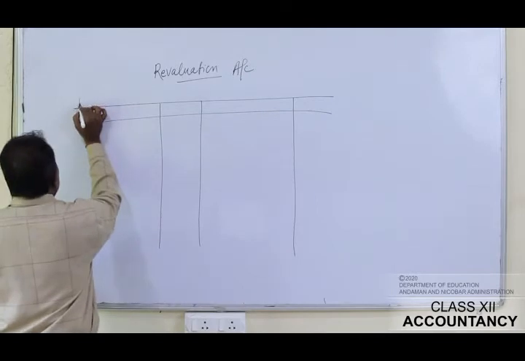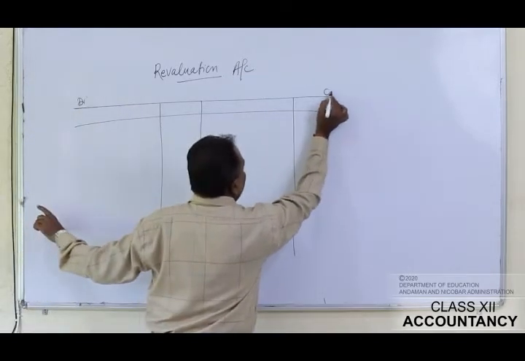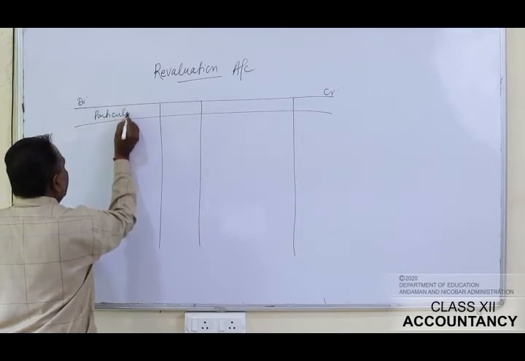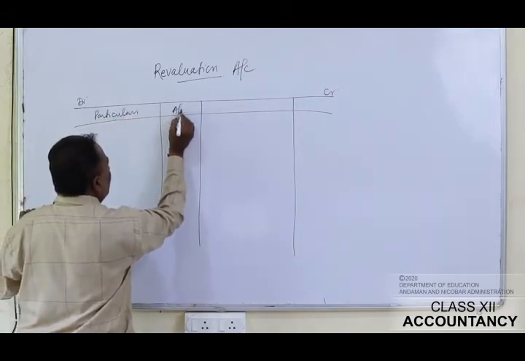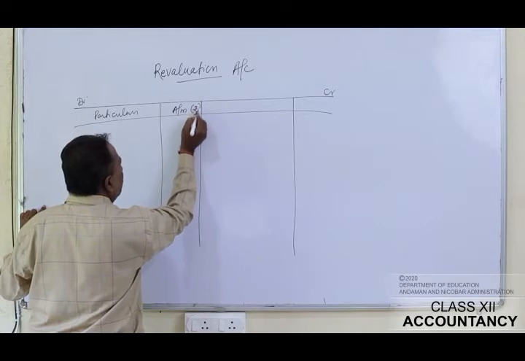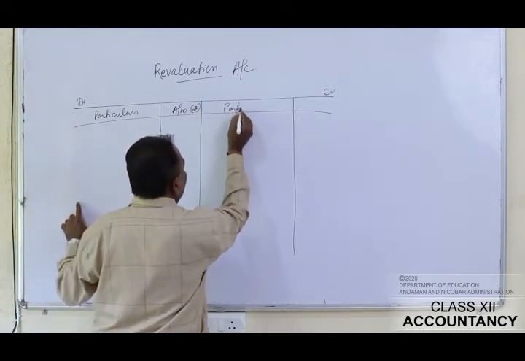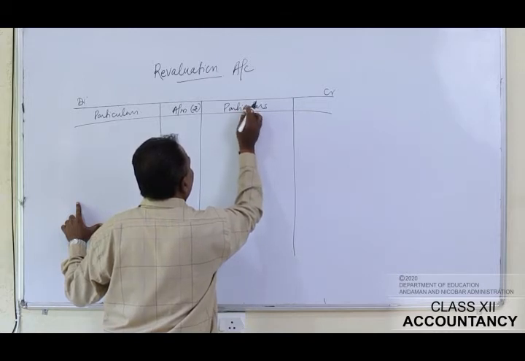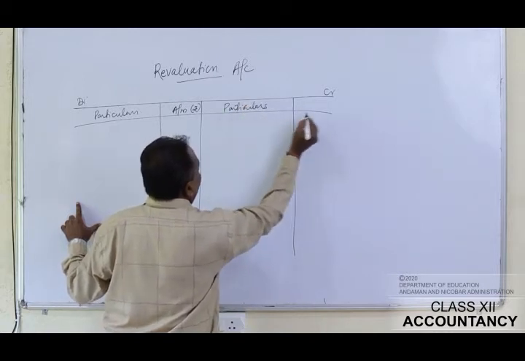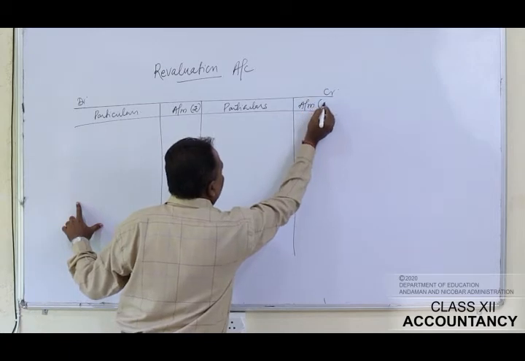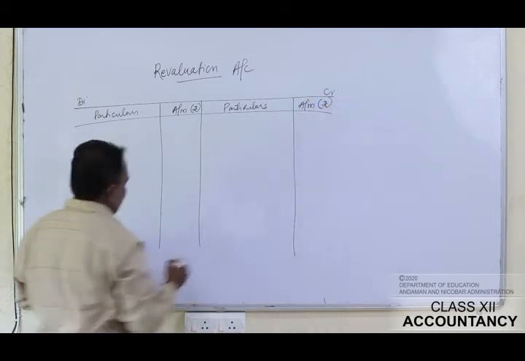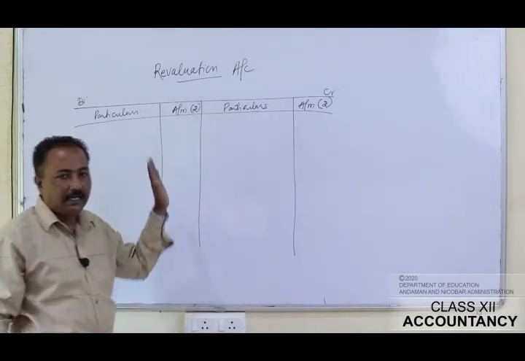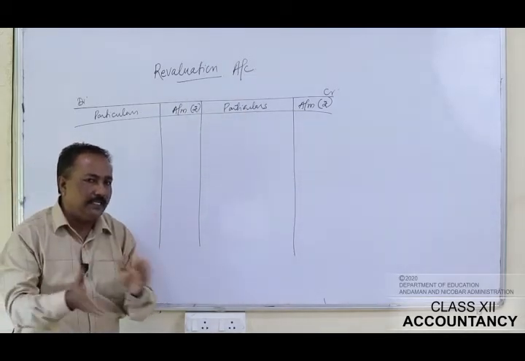This is the debit side, this is the credit side, this is the column for particulars, this is the column for amount which is in rupees, this is the column for particulars, and this is the column for amount which is in rupees. Now, how you will record in the revaluation account, that we are going to see first.